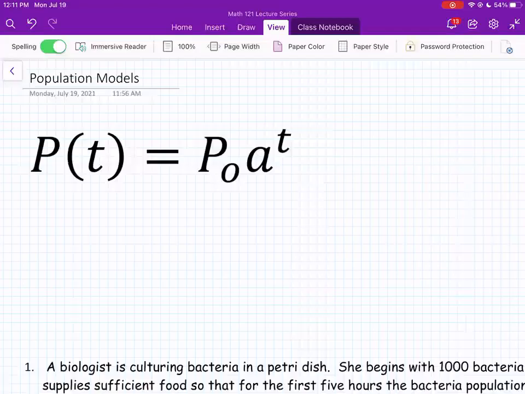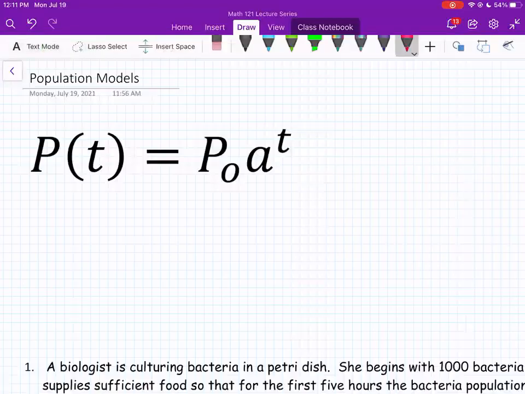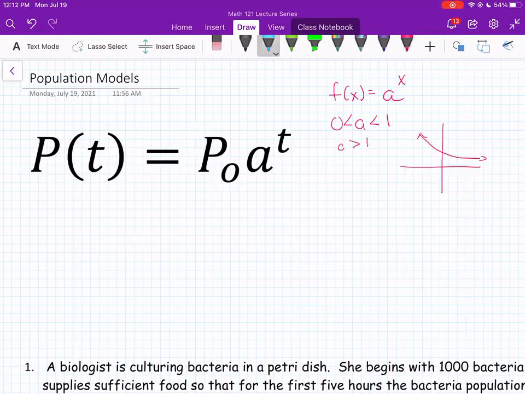One of the applications to consider for exponential functions is that of population models. Remember, an exponential function is just one that takes the form of f of x equals a to the x power, and that if a is between 1 and 0, the value of the function will decrease, and if a is greater than 1, the function will increase.